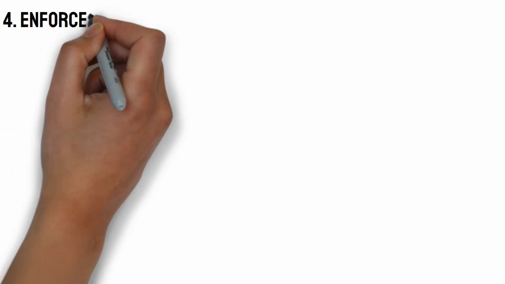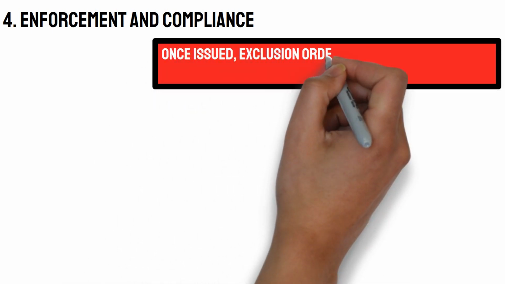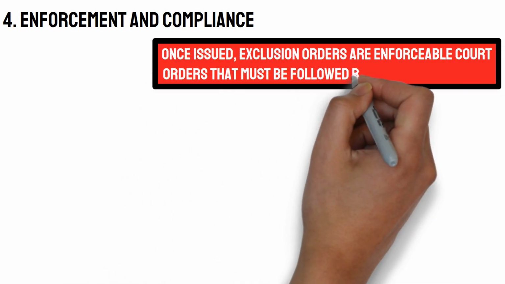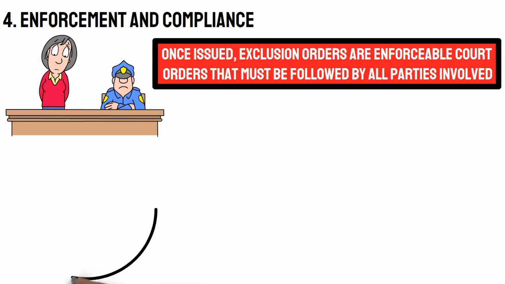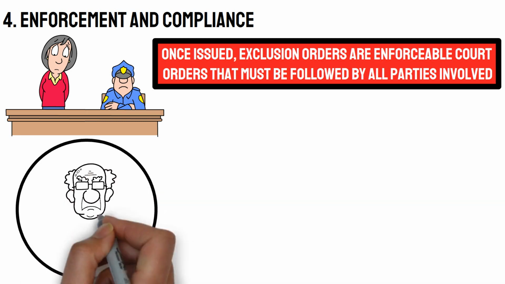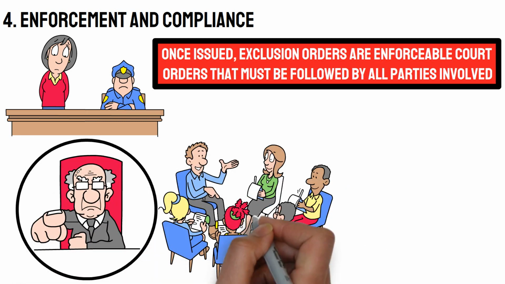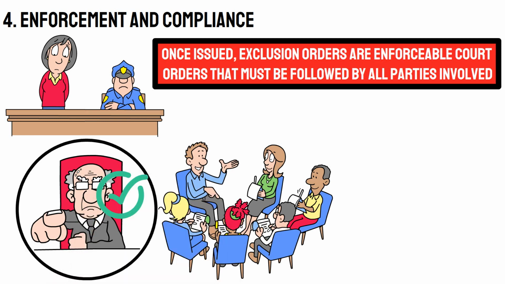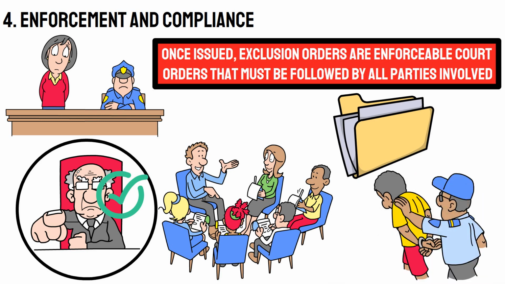4. Enforcement and compliance. Once issued, exclusion orders are enforceable court orders that must be followed by all parties involved. Violating an exclusion order may result in legal consequences, including contempt of court proceedings and potential sanctions. Social services agencies, law enforcement, and court-appointed monitors may be responsible for ensuring compliance with exclusion orders and taking appropriate action in cases of non-compliance.